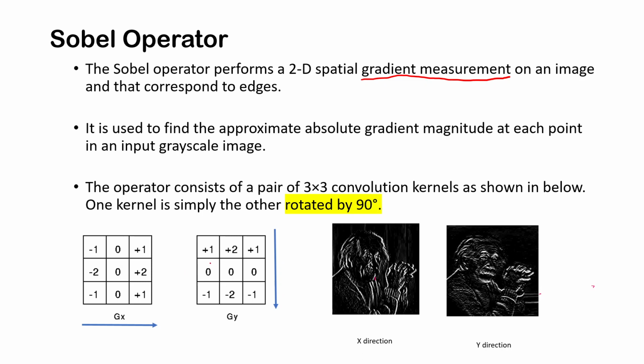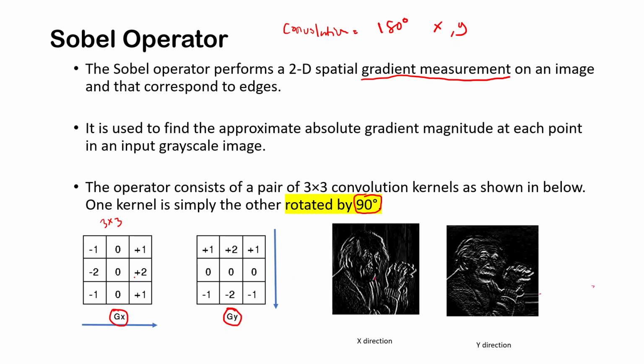The third point we have to understand is that the operator consists of a pair of 3x3 convolution kernels, shown below. Because it's already divided into two, gx and gy, one kernel is simply the other rotated by 90 degrees. Previously, we learned that convolution involves 180 degrees, where we need to flip x and y, and then you can do the neighborhood processing. For the Sobel operator, we divided it into gx and gy, so one is rotated 90 degrees and the other is also 90 degrees.